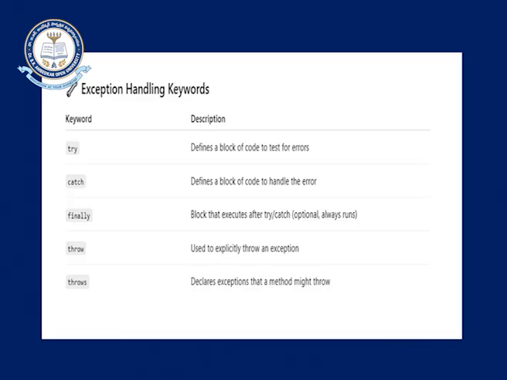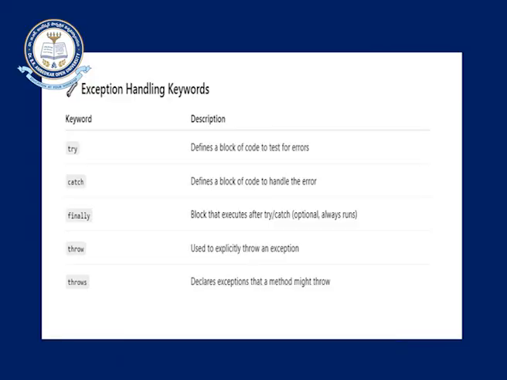Next one is catch. What is the purpose of catch? It defines a block of code to handle the error. Whatever errors you trace in the try block are moved to the catch. Catch will show you the error type, error description, all those things. Next one is finally. What is meant by finally? Once an error occurs, your program will terminate.